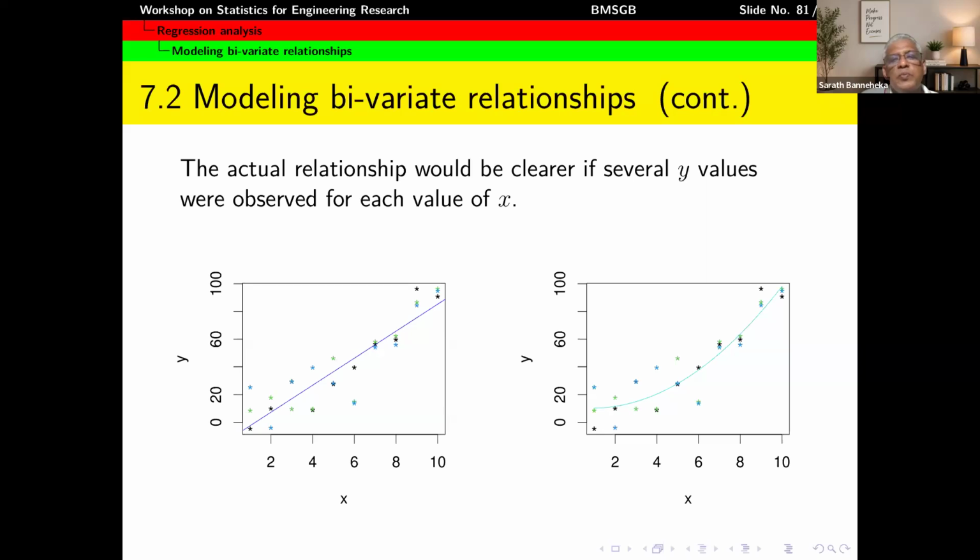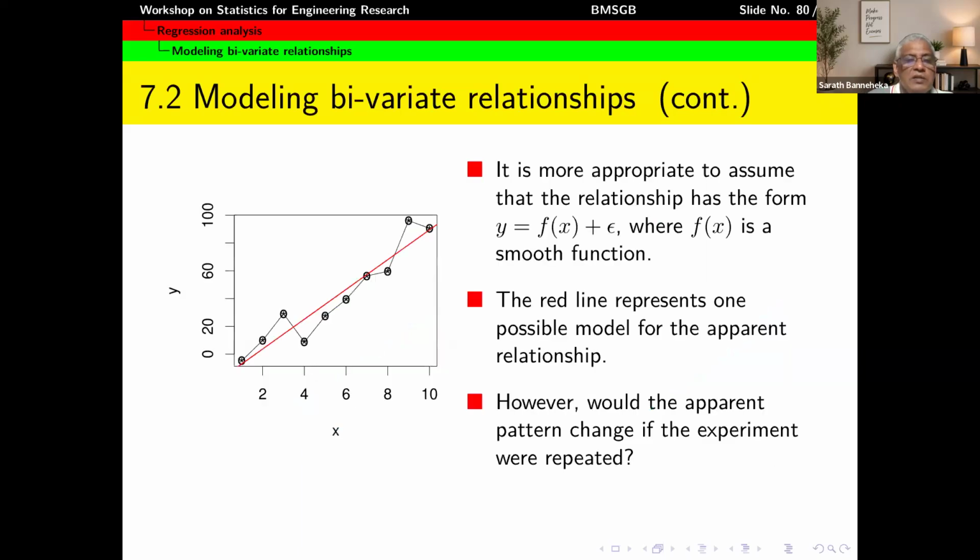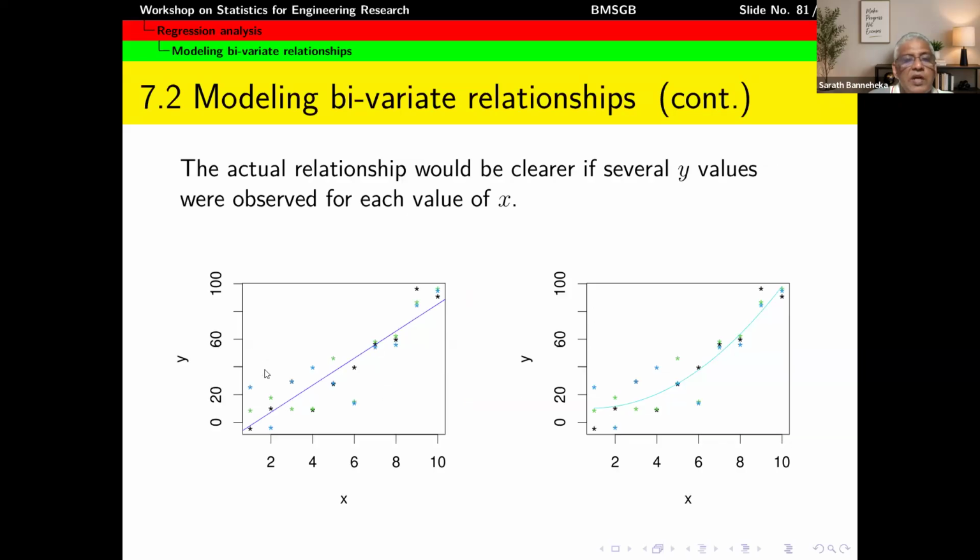The actual relationship would be clearer if we have several y values for each x, rather than, as in this case, only one y value for a given x. But if instead of one y value you have several y values here, and several y values here, you might have a situation like that. In that situation, you might be able to get a more accurate picture of the relationship in the population, right?